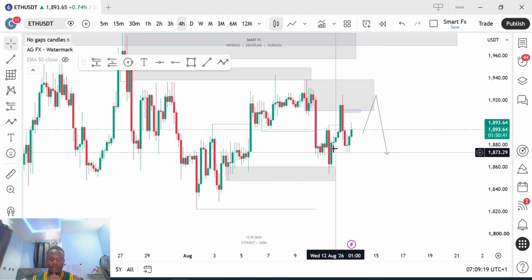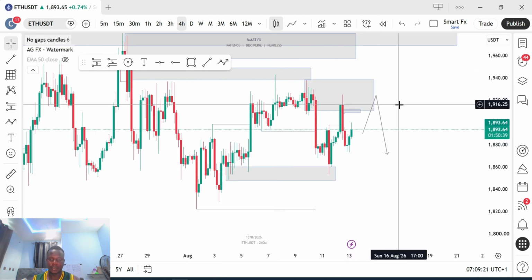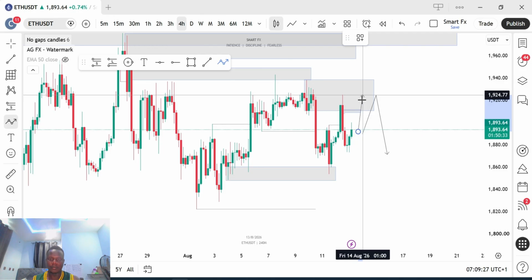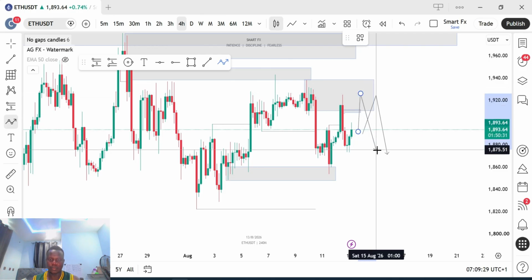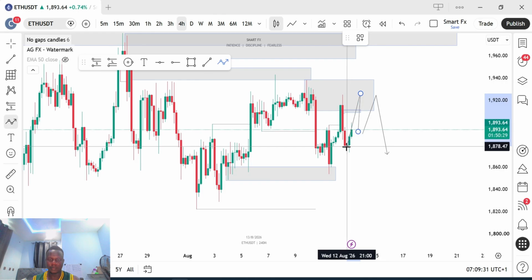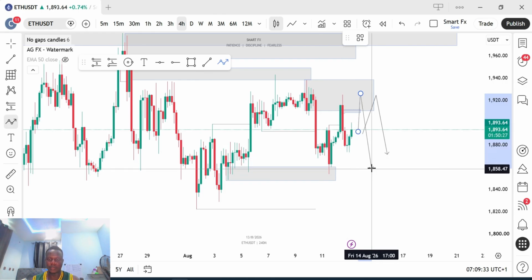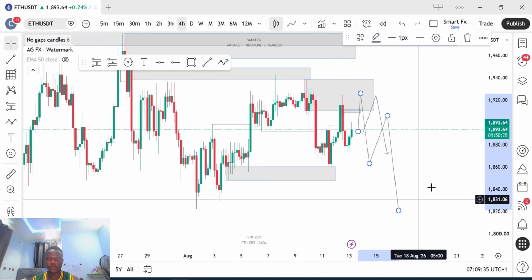Ethereum, the same thing. I'm waiting for Ethereum. I'm considering whether Ethereum will do something like this, come up, maybe just sweep this high and then drop, and breaking the low will now cause a market structure shift for a downtrend.